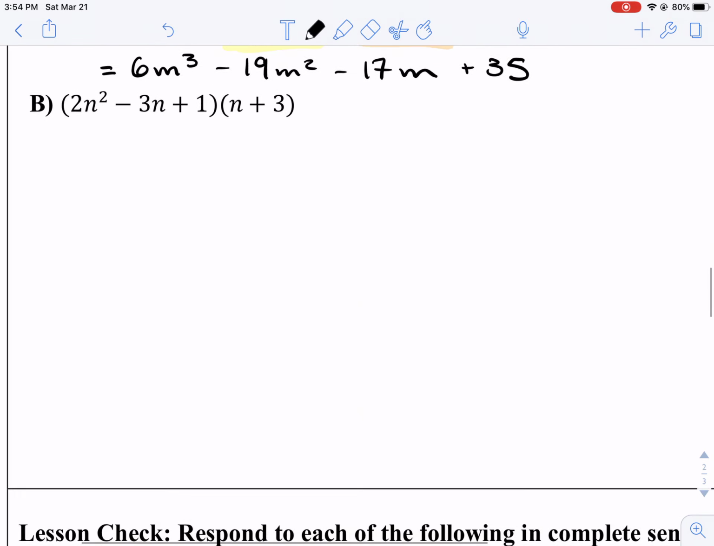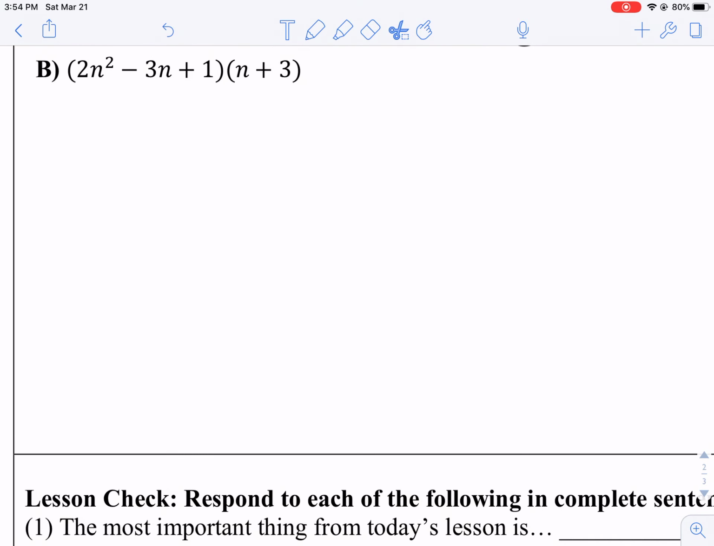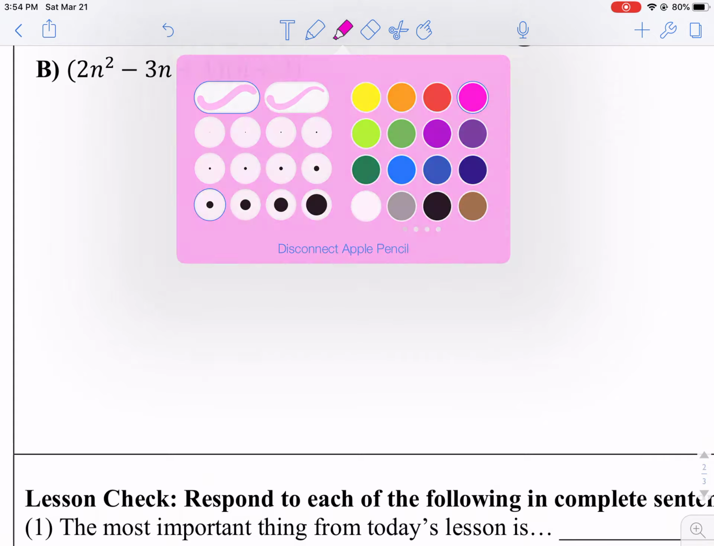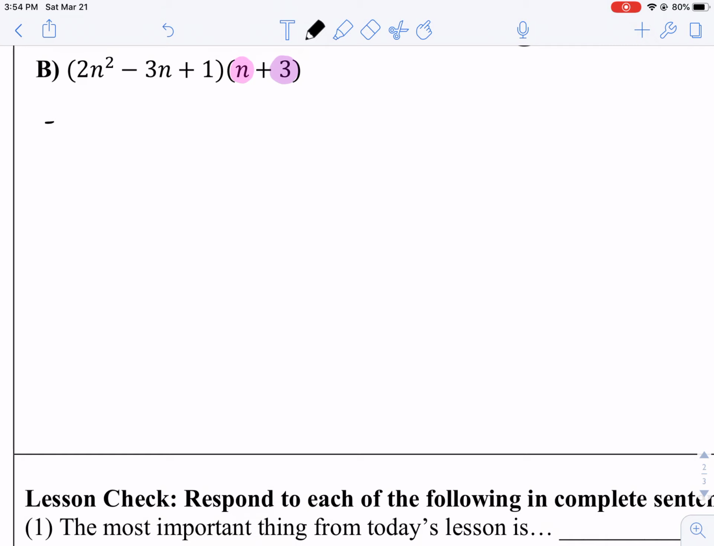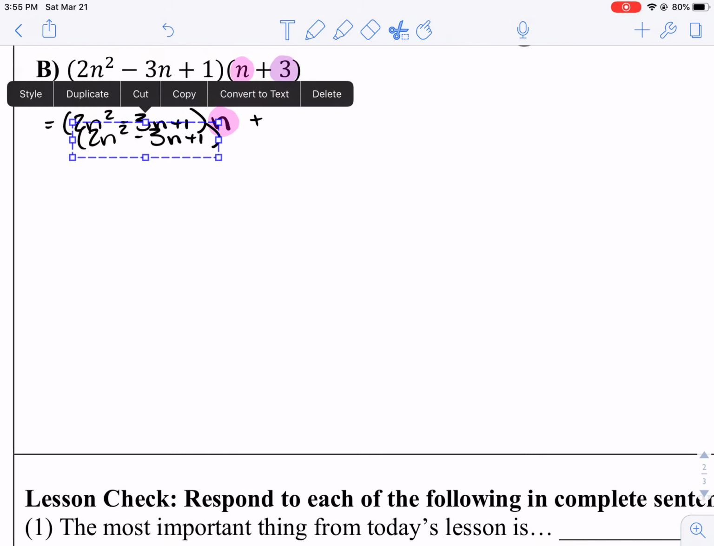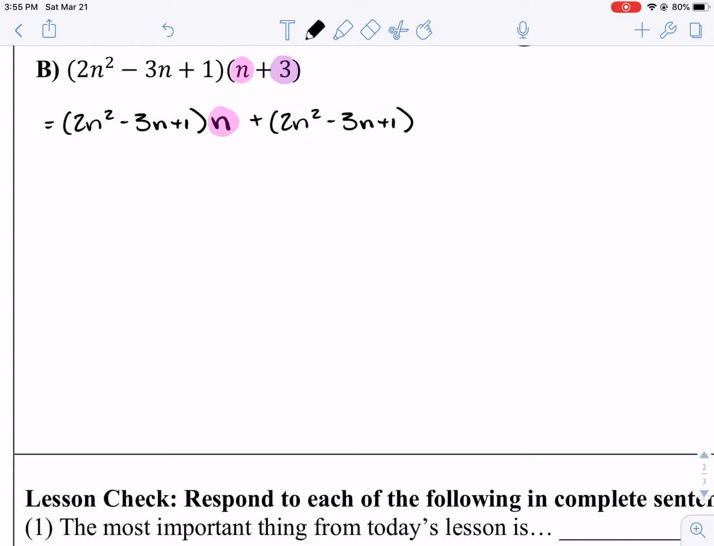Alright, let's go ahead and try part B. So again, in part B, we are going to take each of our parts of our binomial and distribute them into our trinomial. Let's start out with our n, and then we'll distribute our 3. So that'll give us 2n squared minus 3n plus 1, and we'll distribute an n into all of those guys. And then we'll take our 2n squared minus 3n plus 1 and distribute a 3 into all of those guys.